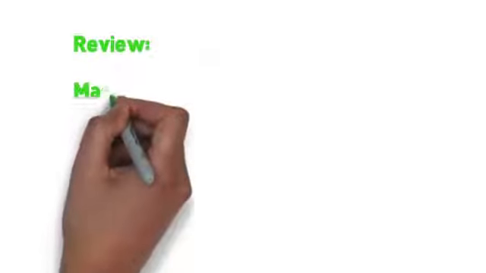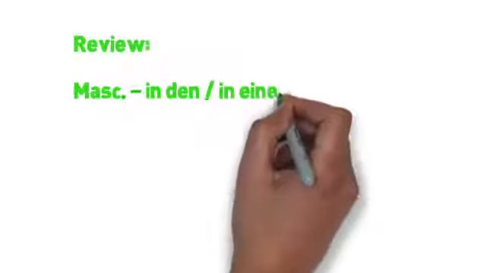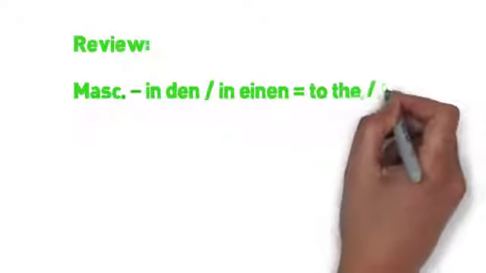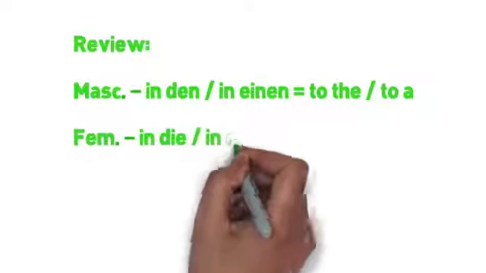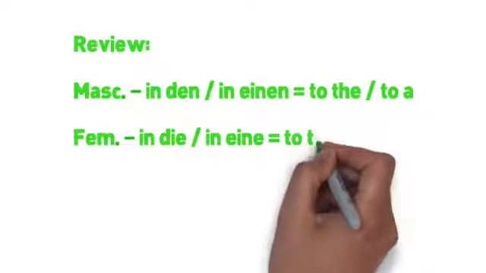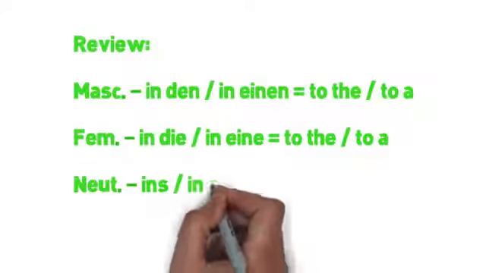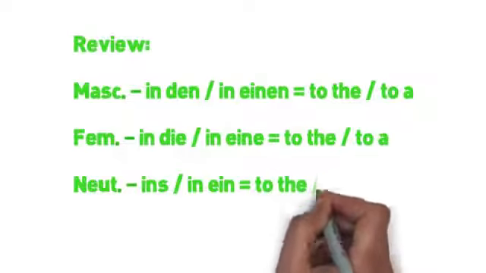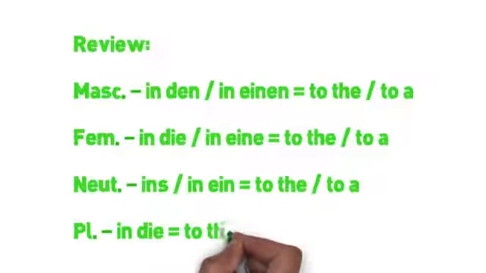Finally, let's review what is absolutely essential. When you use in with nouns in the accusative case, the phrase will mean to. So with masculine nouns, you'll have in den for to the, and in einen for to a. For feminine nouns, it will be in die for to the, and in eine for to a. And for neuter, the options are ins, which is a contraction of in das, or in ein for to a. And for plural nouns, you would use in die for to the.